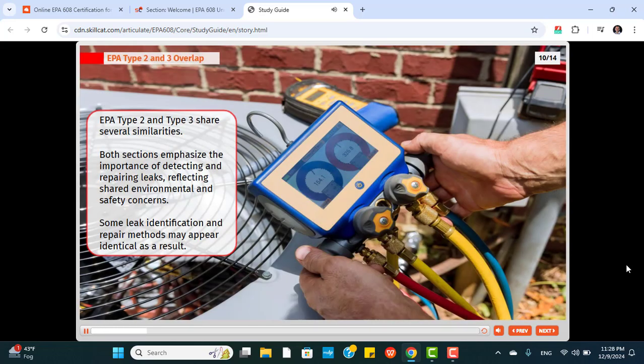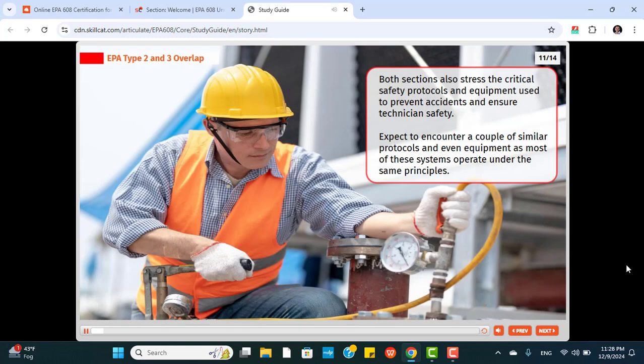EPA Type 2 and Type 3 share several similarities. Both sections emphasize the importance of detecting and repairing leaks, reflecting shared environmental and safety concerns. Some leak identification and repair methods may appear identical as a result. Both sections also stress the critical safety protocols and equipment used to prevent accidents and ensure technician safety. Expect to encounter a couple of similar protocols and even equipment, as most of these systems operate under the same principles.